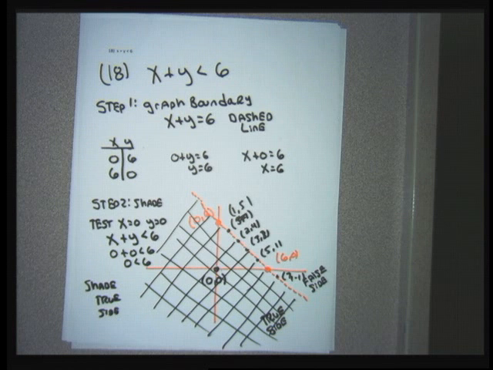So I started off, I graphed the boundary with a dashed line because I didn't have the "or equal to", and then I figured out the true side of the line because every inequality has a true side and a false side. I need to shade the true side.